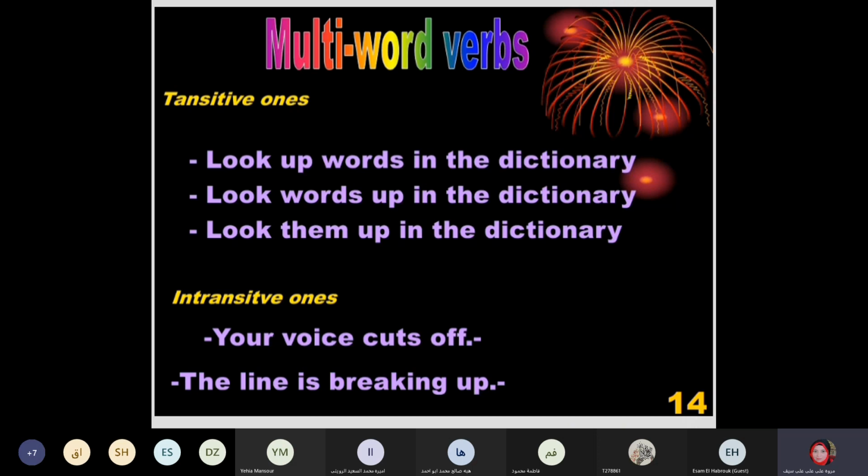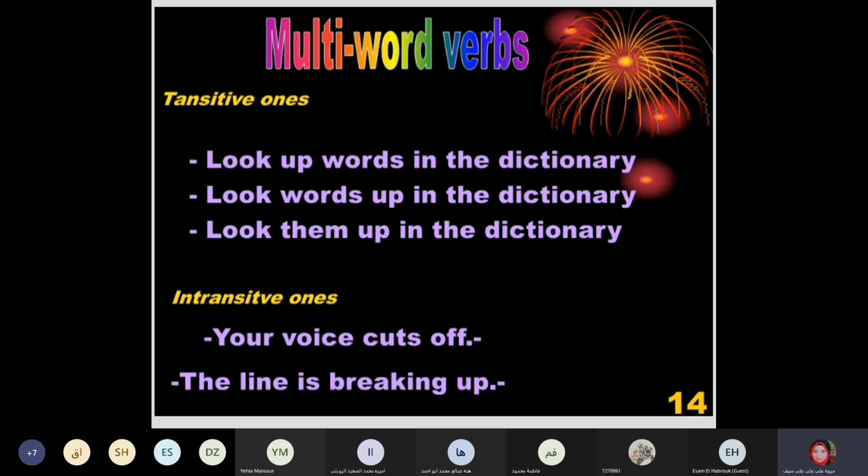As you see in the examples, look upwards, it's correct. Look words up, this is correct. So the object can come after the multi-word verb, okay? And the noun can come between the two parts of this multi-word verb.